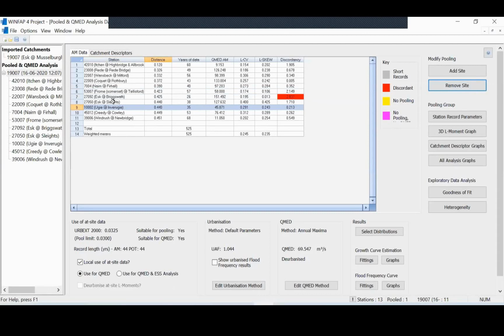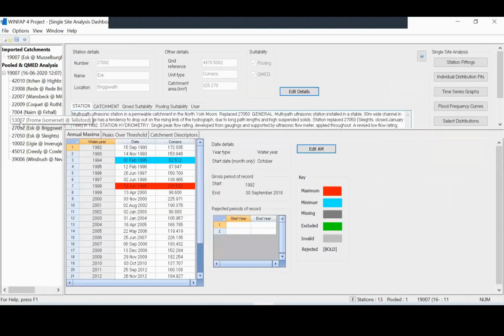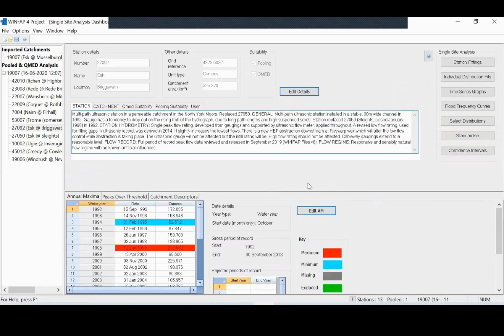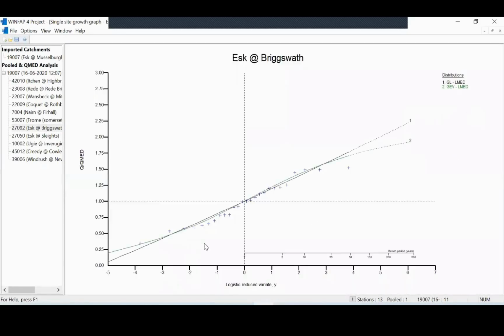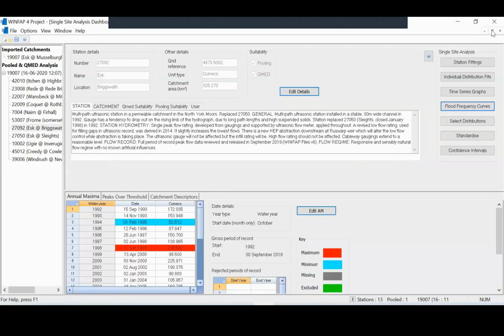So the way we do that is looking at the pooling group that's been derived, double-clicking on the station, and having a look at the summary statistics for this. So we can have a look at the visual tools, so the flood frequency curve. You can see that it's quite close to a negative altitude based on the generalized logistic, and it is a negative altitude based on the generalized extreme distribution.